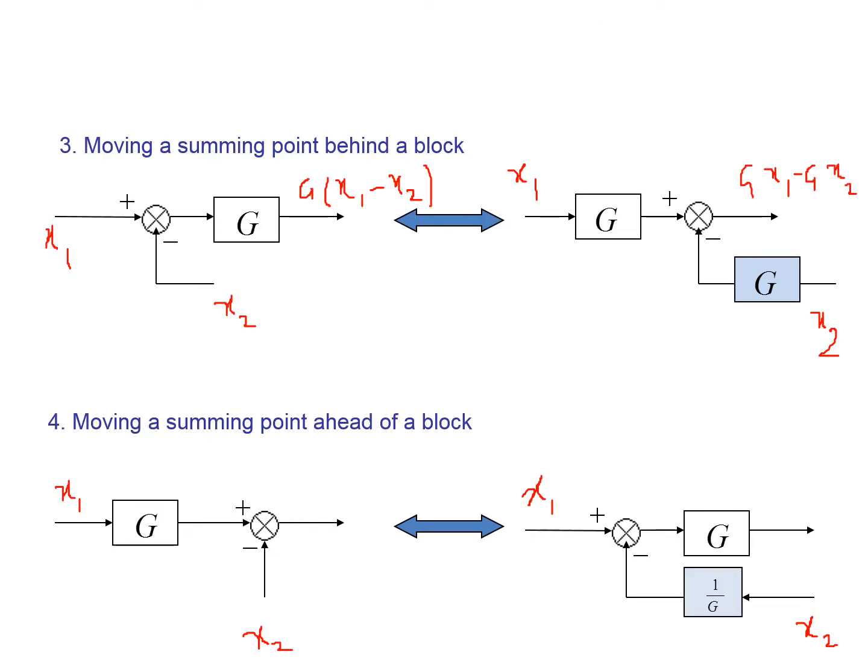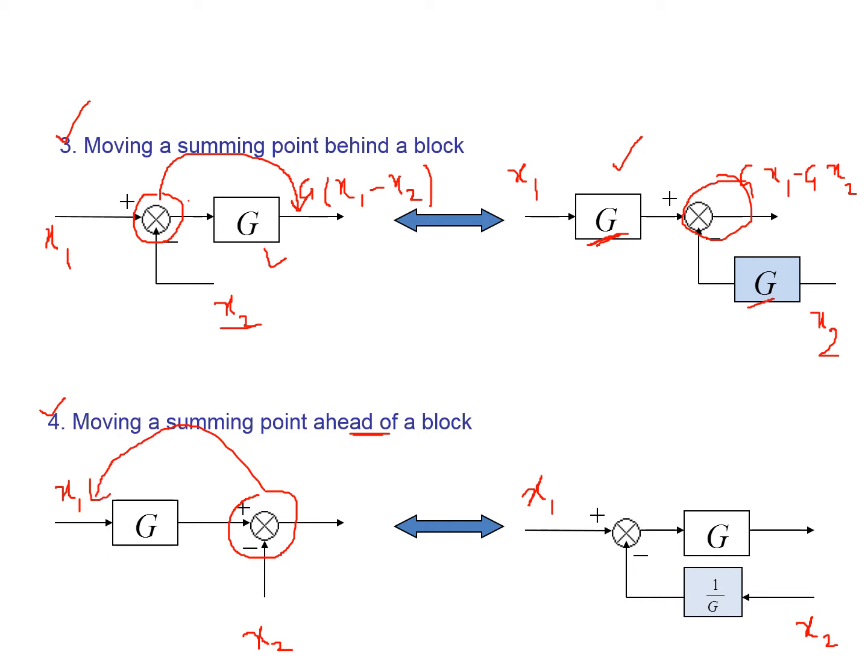Coming to the third rule, moving a summing point behind a block. Here this is the summing point and this is the block. Now we are going to move this summing point to behind this block. The resultant we get is like this: the summing point comes here, and the signal x2 is multiplied by the gain of this block, that is G. That is the third rule. And coming to the fourth one, moving the summing point ahead of a block, which means we are moving this summing point to before this block.